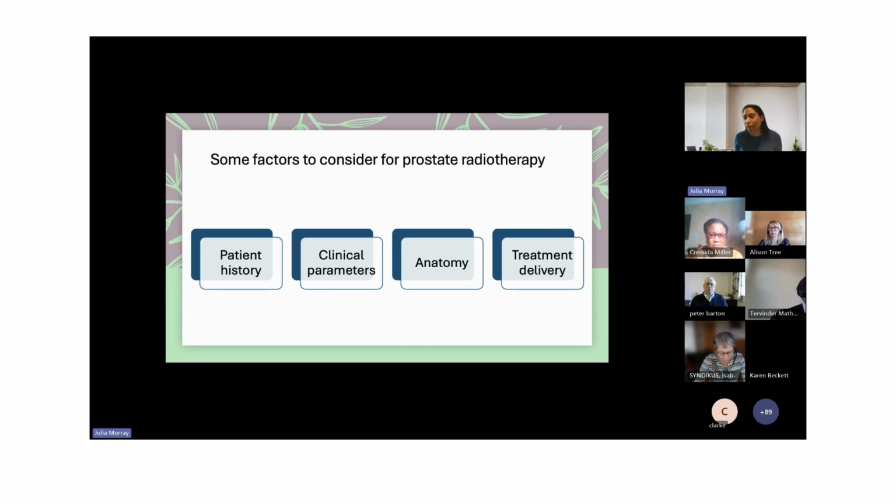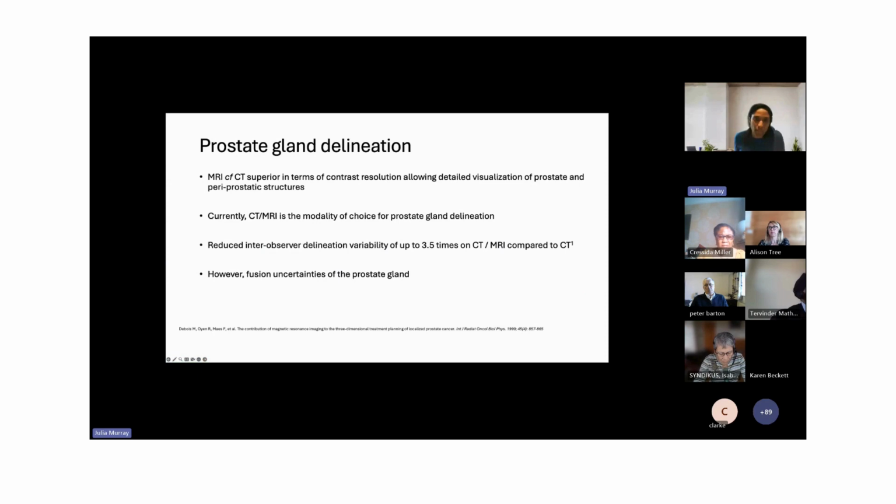And then the other aspect is how you are going to deliver the treatment. What image guidance mechanisms are you using, and margins and those types of things. So those are some of the factors to consider for radiotherapy.